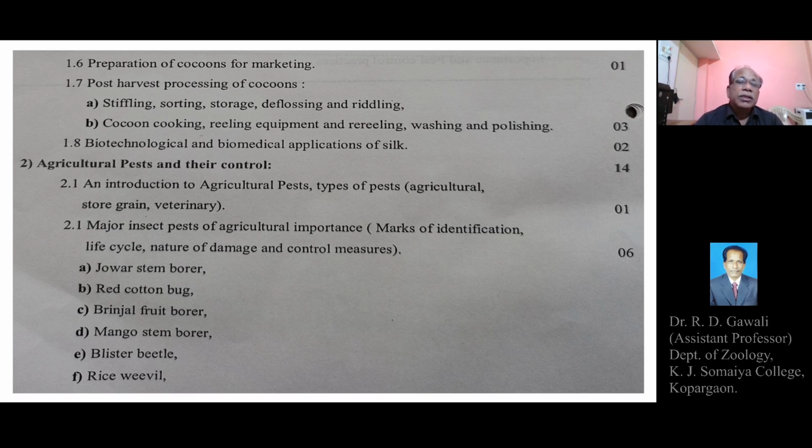Then next is blister beetle. This is a type of beetle and it is also an insect attacking a variety of crops in the kharif season. Then next is rice weevil. Rice weevil is a stored grain pest. It is a beetle attacking different types of grains, cereal grains, pulse food grains in the storage as well as in the farm.